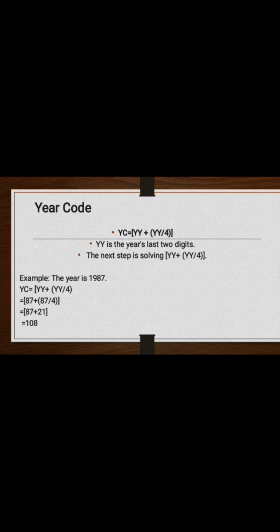For example, we have here the year 1987. So we have the formula YC is equal to the quantity of YY plus YY divided by 4. The last two digits give us the quantity of 87 plus 87 divided by 4. Copy the last digits, 87, and 87 divided by 4 is equal to 21. Then add 87. The quantity of 87 plus 21 is equal to 108.